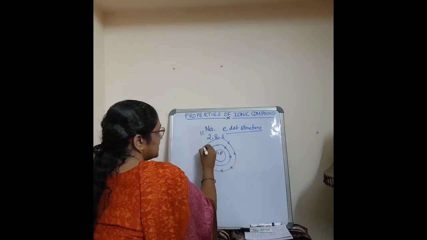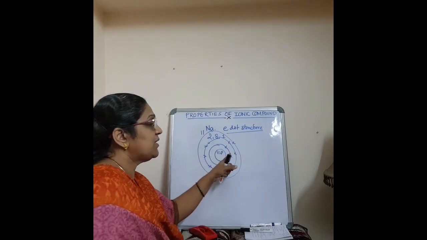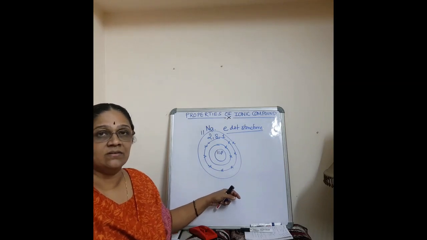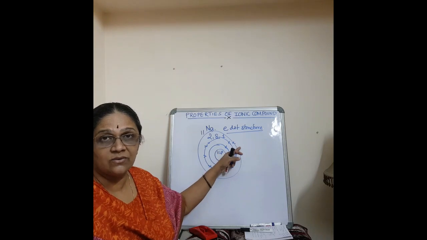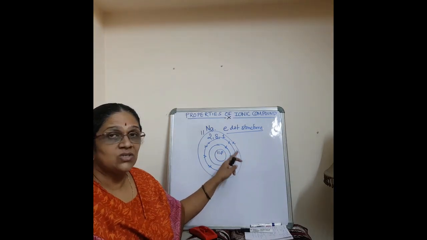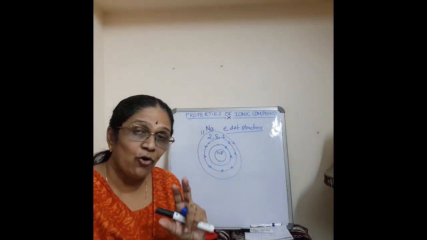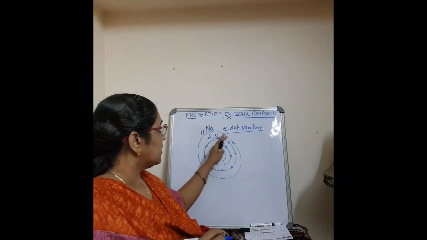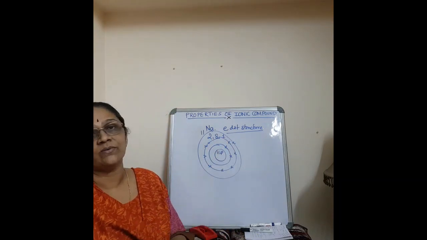2, 4, 6, 8. And the last shell, which we call the valence shell, has 1 electron. So, this is the electron dot structure of the sodium element or chlorine element. You can draw it like this. Okay, so don't get confused between the electron dot structure and the formation of an ionic compound. This is about the structure or the formation of ionic compounds.